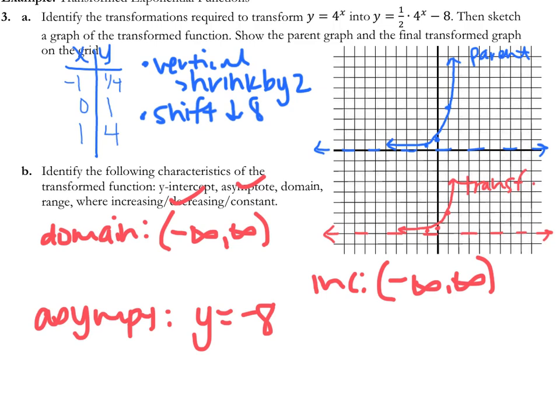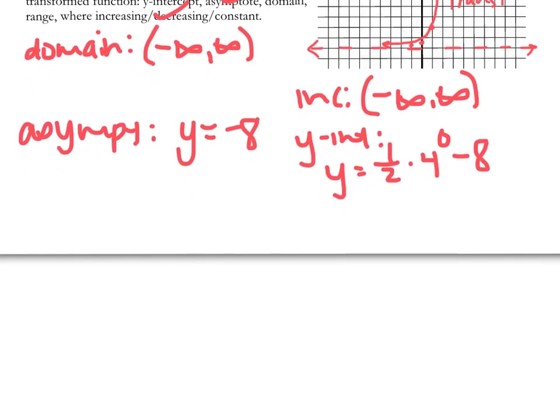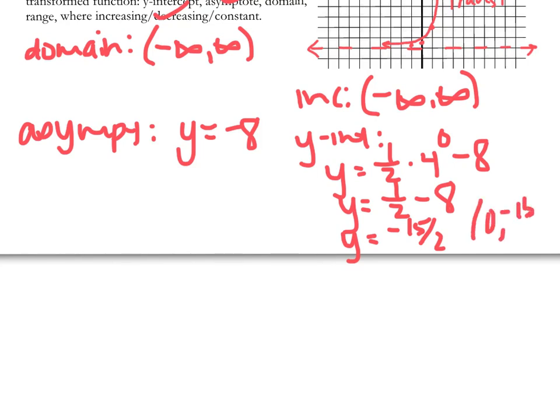So to solve for our y-intercept, we're just going to plug in 0 for x and see what we get out for y. So we get y equals 1/2 times 4 to the 0 minus 8. Remember, 4 to the 0 is just 1, so we get y equals 1/2 minus 8, which is -7.5 or just -15/2. So we can say that our y-intercept is the point 0, -15/2.